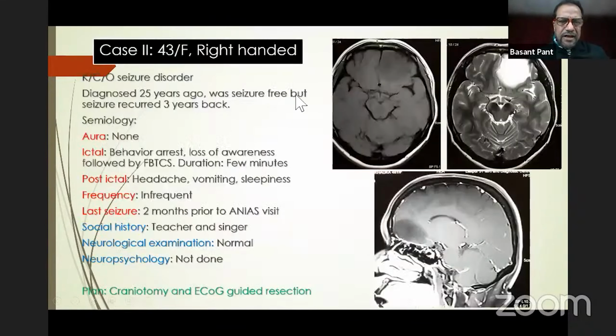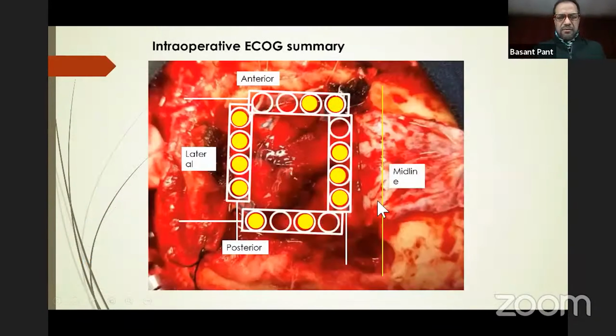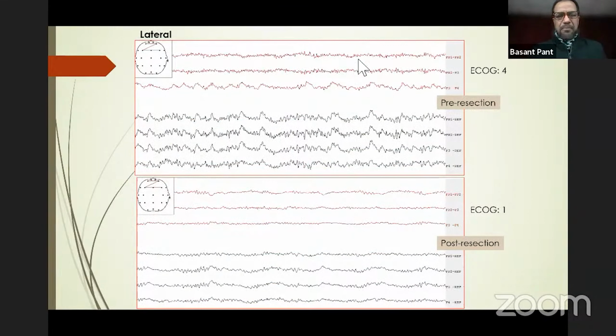Another case, a 43-year-old right-handed female with a big left-sided tumor, very near to Broca's area. She has a frontal complex partial seizure, mainly behavioral arrest, loss of awareness followed by a tonic-clonic seizure for a few minutes. She also had postictal headache, vomiting, and sleepiness. And there was a tumor there. So here again, we did the anterior, lateral, posterior, medial ECOG reading. This is bipolar mode. This is unipolar mode. Here you can see there's a phase reversal here, and there's a phase reversal here, and post-op it has become silent. So maybe this is one, this is about three.